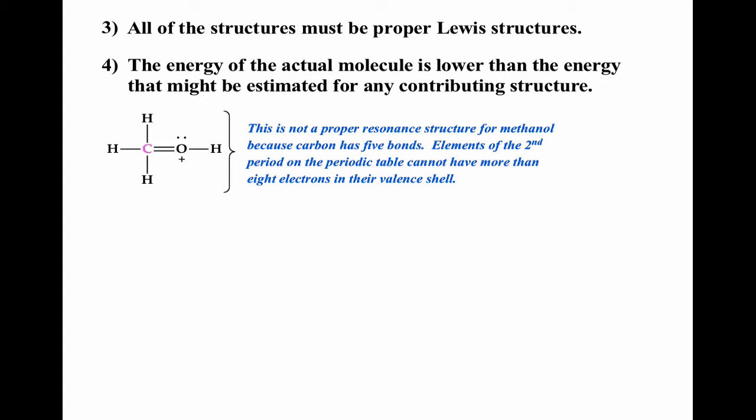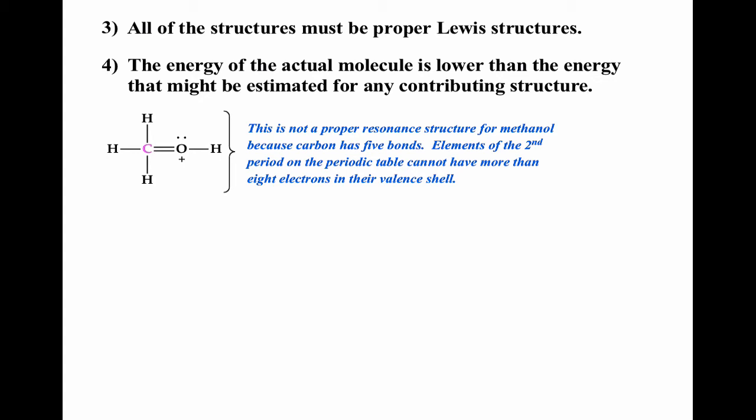I see people doing this all the time. I've got a lone pair of electrons. I'll move them to the next atom. You can do that if you have something that you can break and move, like a pi bond, or you have a formal positive charge there that you can move it to. But here you can't do that because we've exceeded the octet rule for carbon.